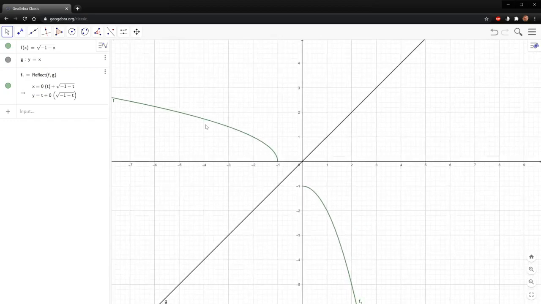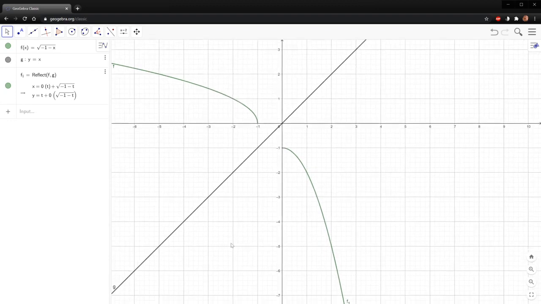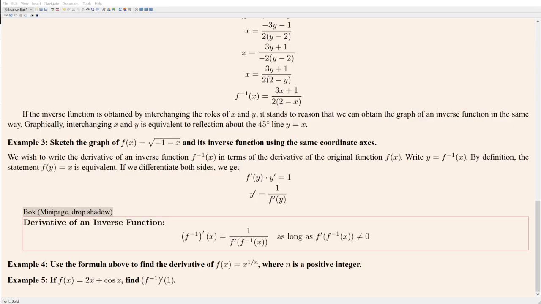So here's the original function, root of negative 1 minus x. Here's the inverse function, whatever that is. And we can come up with a formula for the inverse pretty easily. In fact, let's go ahead and do that.